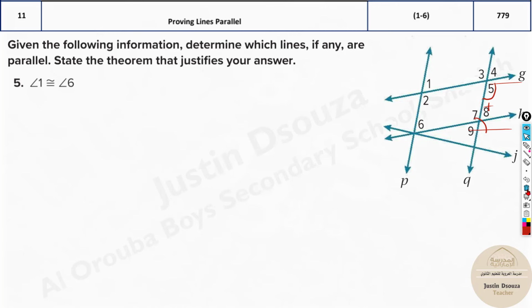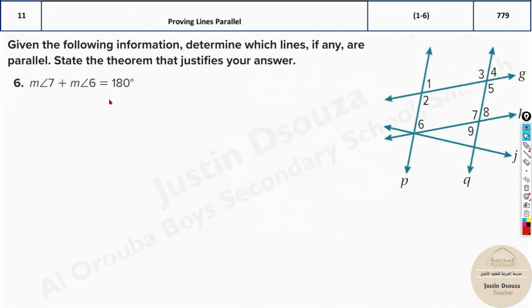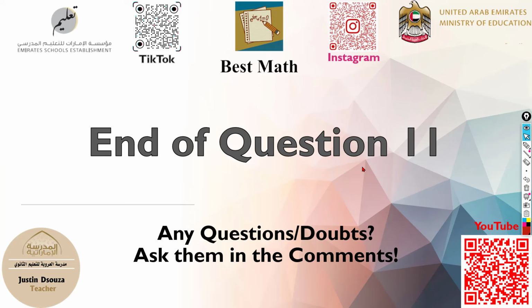One. Now the figure changes. 1 and 6. Now those are corresponding, right? 1 over here, 6. Which are the two lines? G and H. So G and H over here are parallel, converse of corresponding angles theorem. 7 and 6, these two consecutive angles, consecutive interior angles, but it's P and Q. So that is the answer, consecutive interior angles. And that's the end. Another very simple one. You should just know the rules of the parallel lines. Just remember them and look in the figure and easily spot out which theorem proves those angles.